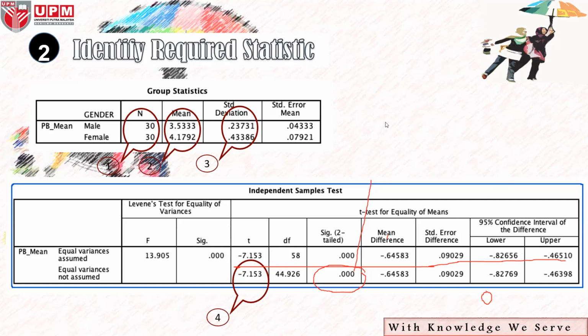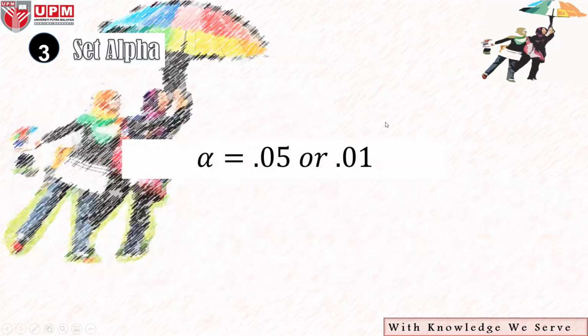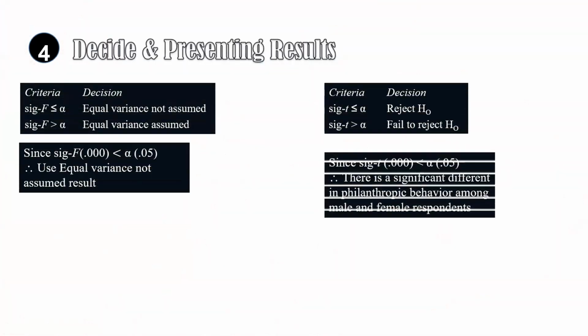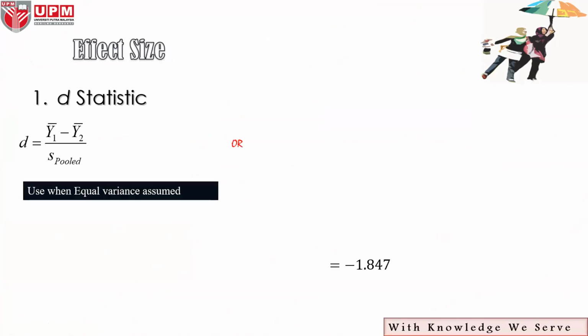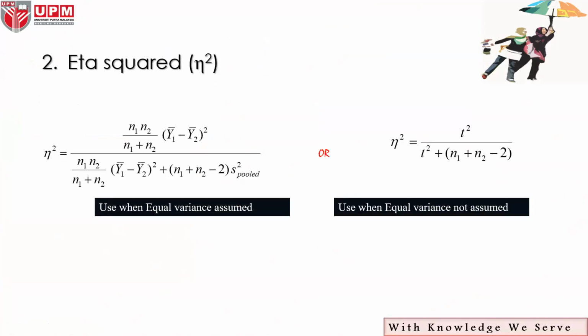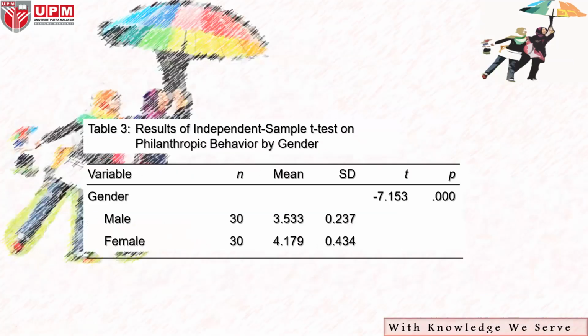Okay, next one. So we set our alpha, then decide and present the finding. Again, we can quantify how much the difference is by reporting the d statistic. We just plug into the equation. Okay, so this is the table for the independent sample t-test.